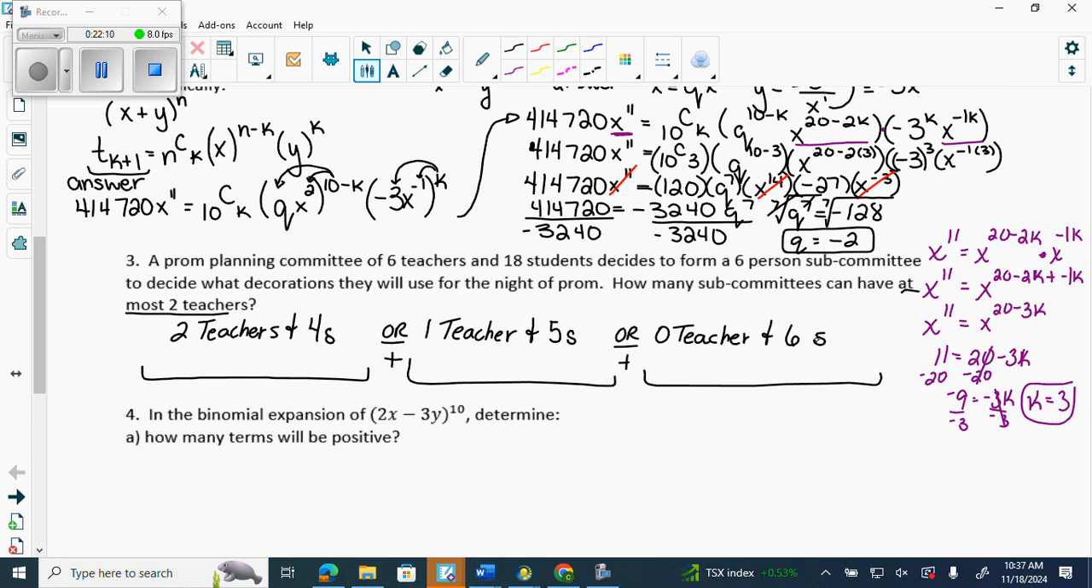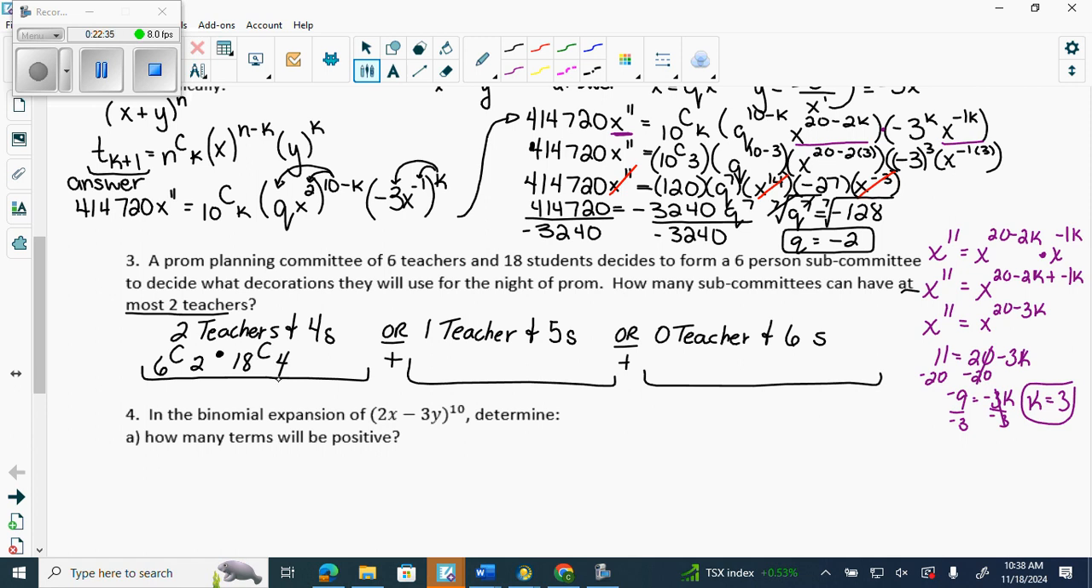So how many teachers are there? 6. And we choose 2. And means we do what? And, add don't go together. Multiply. Remember, and, add, not together. So and means we multiply. How many students are there? 18, and we choose 4.